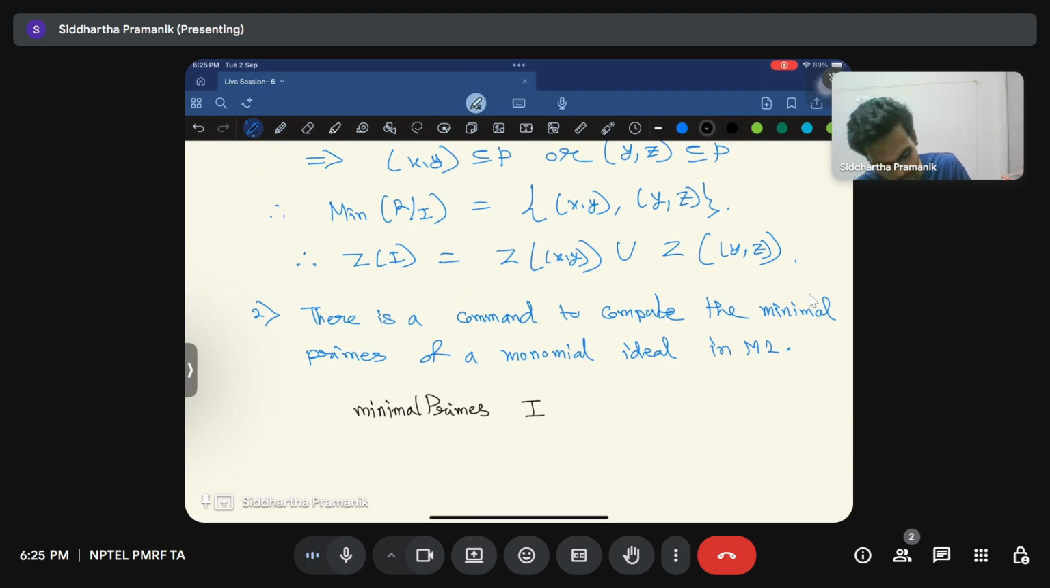Let's say ideal I. So you just define the ring as some field QQ[x, y, z]. Define the ideal as ideal. Then you just write this command. Then it will give you the minimal primes. In Macaulay 2, you can also compute the associated primes. So in place of minimal, you just write the associated word.